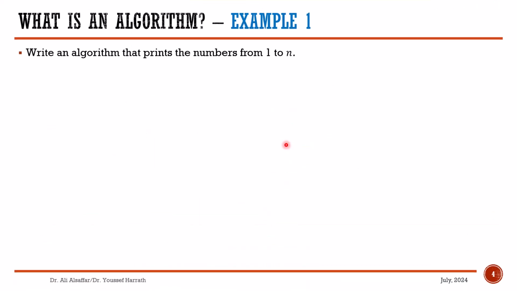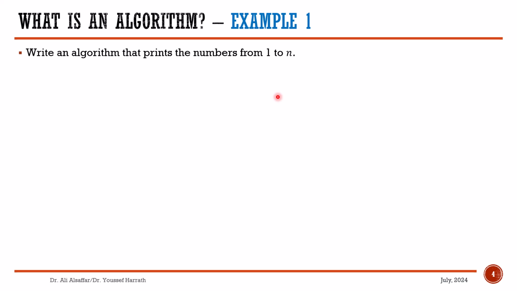Our first example is an algorithm that prints the numbers from 1 to n. This is a very simple problem, and the algorithm for this problem, as you will see, is very simple. The purpose of this problem is to show you how to represent the algorithm using a pseudocode, and also how the same problem can be solved with different ideas and methods.